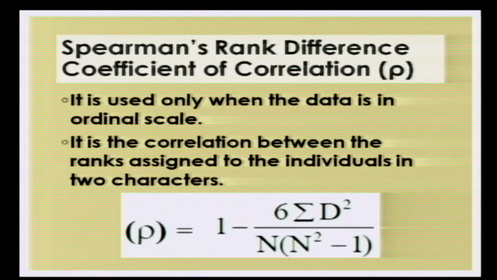Then we square their deviation and sum that deviation. And what is n? N is the number of students. If there are 20 students, n is 20. If there are 50 students, n will be 50. Right? So this is a very simple formula which you can use while you are trying to calculate Spearman's rank difference correlation.